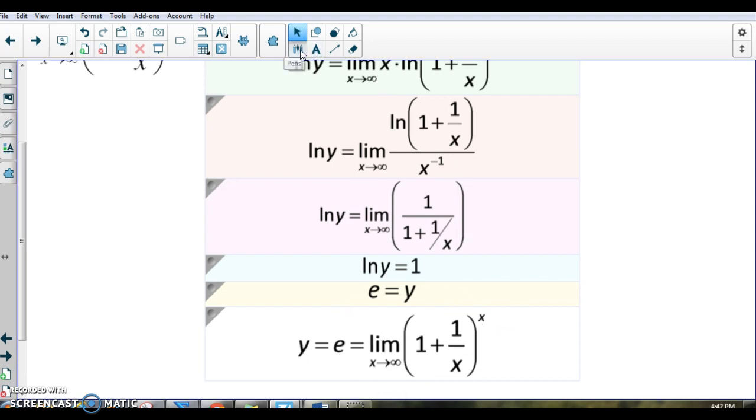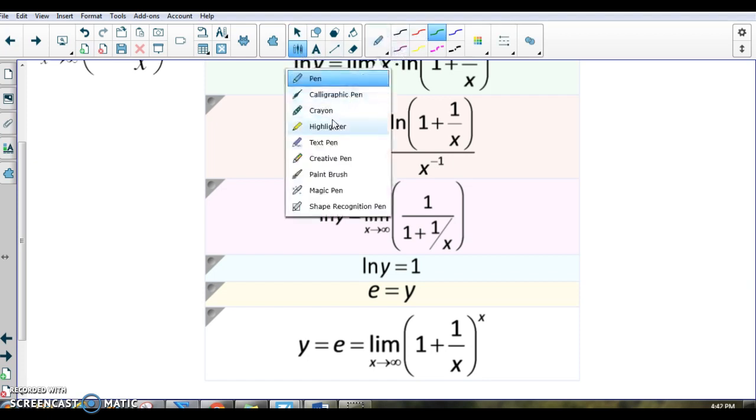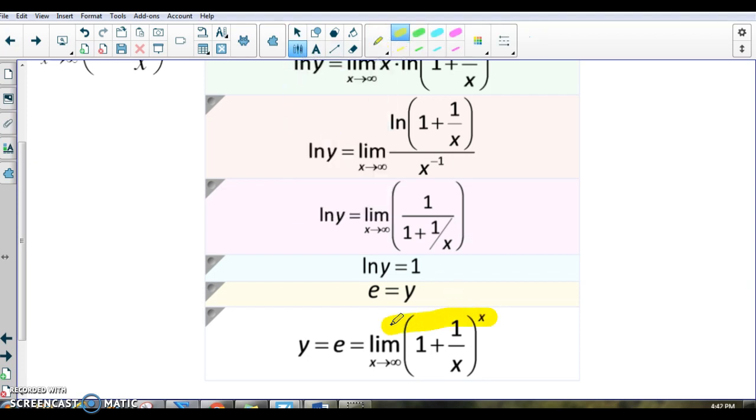This thing here that we just found is actually the definition of what e is equal to. So this is a mathematical expression that we use to stand for e.